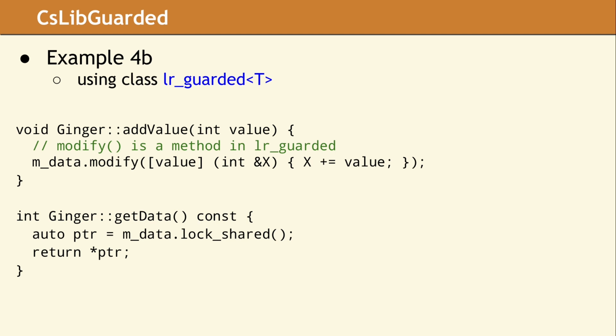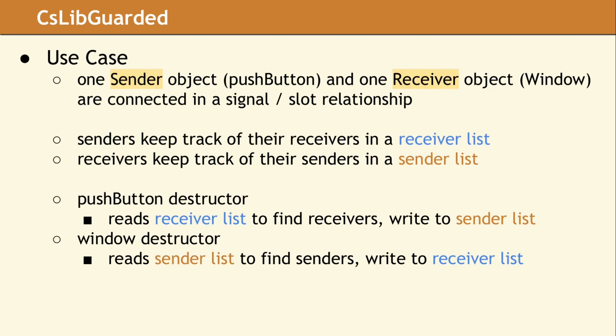The getData method implementation uses the same code as our previous example. In our final example, we are presenting the use case which was the inspiration for developing CsLibGuarded. Our CS signal library provides the ability to connect senders and receivers together in a signal slot relationship. Consider the example where the sender is a push button and the receiver is a window. We might want to establish a connection, so when the push button is pressed, the window is closed.